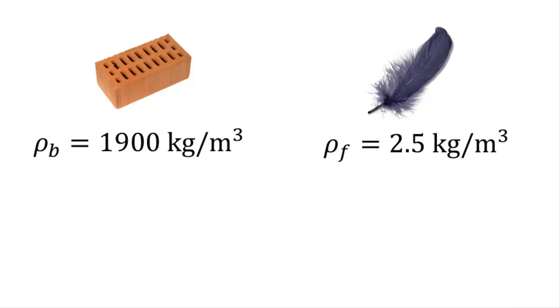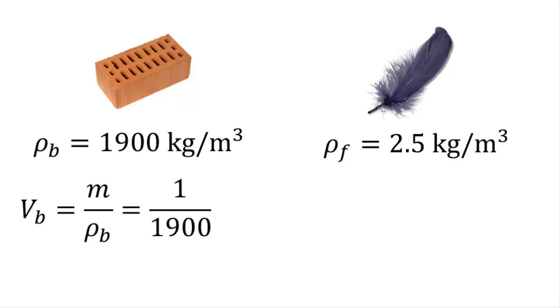If we take the definition of density and transpose the equation to solve for volume, we get volume being equal to the mass divided by the density. For the brick, the mass is 1 kilogram and the density is 1,900 kilograms per meter cubed. That gives us a total of 0.0005 meters cubed.